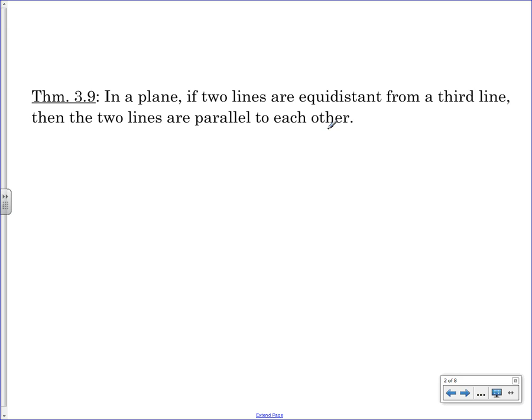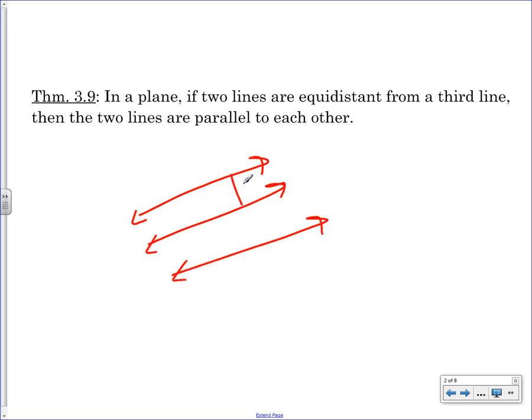Look at yours. Do you guys see the two lines and the third line? I'll draw it too. In a plane, if two lines are equidistant from a third line, then they must be parallel to each other. So if this is 2 and this is 2, and we have these because I wouldn't have known it, then they're parallel. Even though they look parallel, I know that they're parallel. Is that okay? Okay. So let's do some.